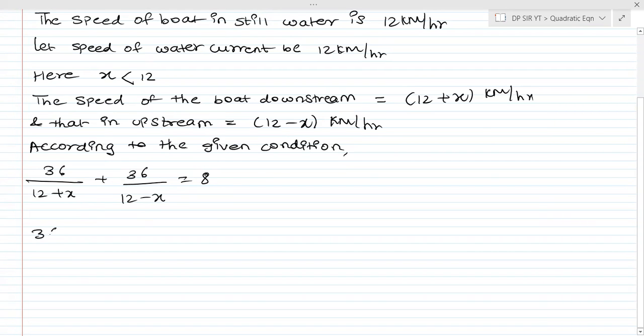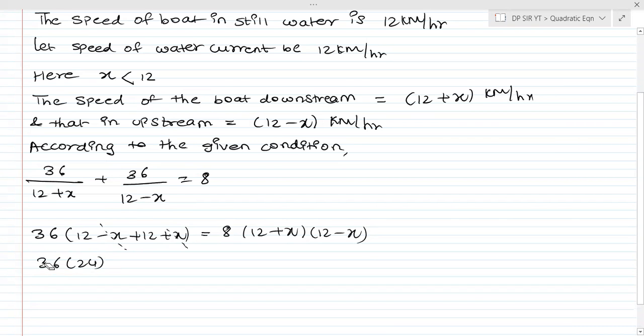Just multiply it, cross multiply and so on. 36 times (12 minus x plus 12 plus x) over (12 plus x)(12 minus x) is equal to 8. I hope I am clear till now. The plus x and minus x will cancel out. So here it's going to be 12 plus 12 is 24. So 36 into 24 is equal to, solve here. Keep this 8 as it is if you want.